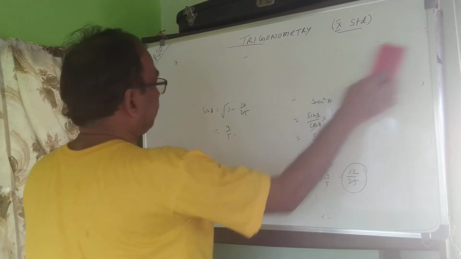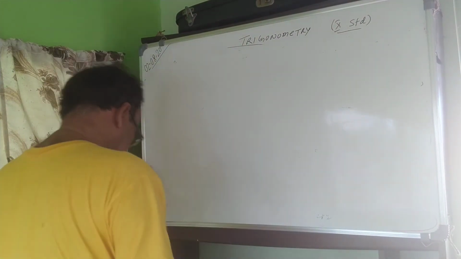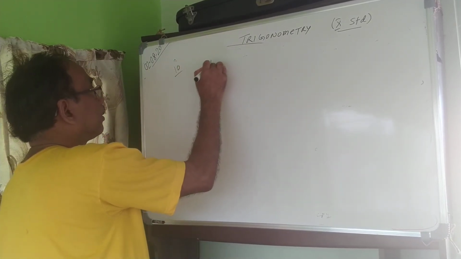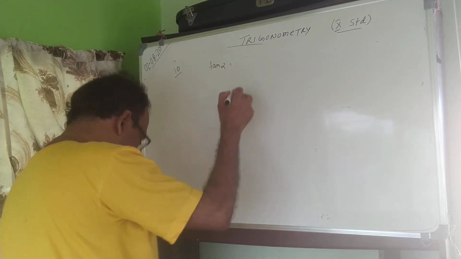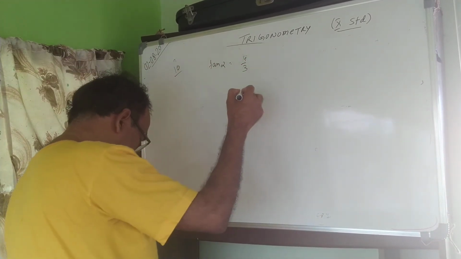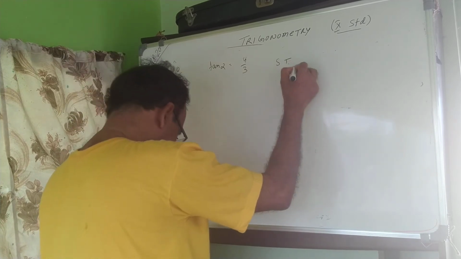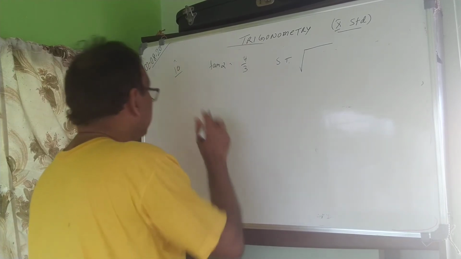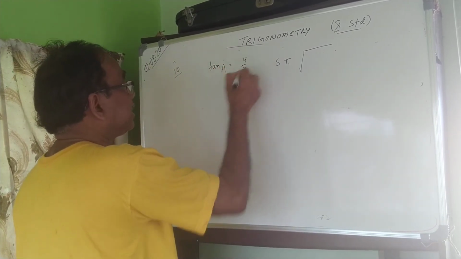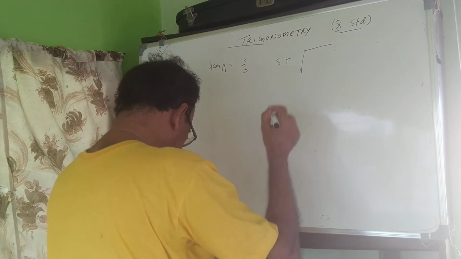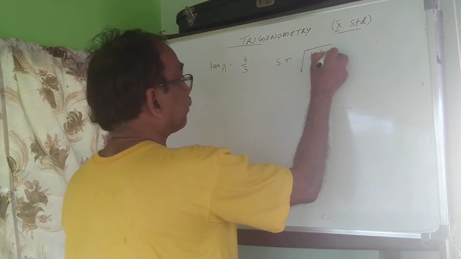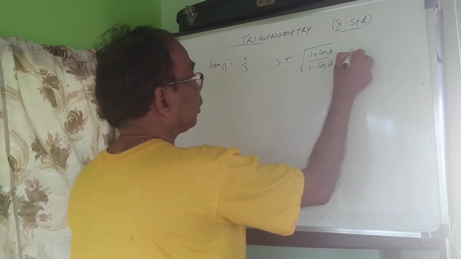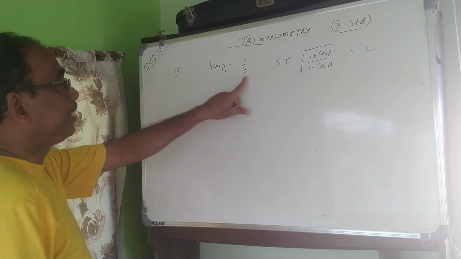Sum number 10. Here tan alpha is 4 by 3. To show that root over of 1 plus cos A by 1 minus cos A equals 2. So tan A is 4 by 3.